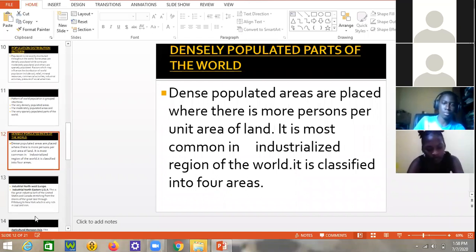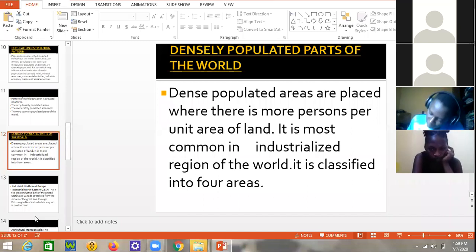The densely populated areas are places where there are more persons per unit area. Densely populated areas are mostly common in industrialized regions of the world. The industrialized regions of the world are naturally densely populated. In areas where you have industry, those areas are naturally populated. Why? Because there are a lot of opportunities there. People tend to move towards those areas because there are opportunities there.